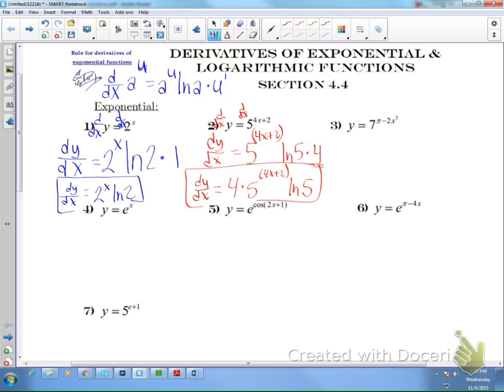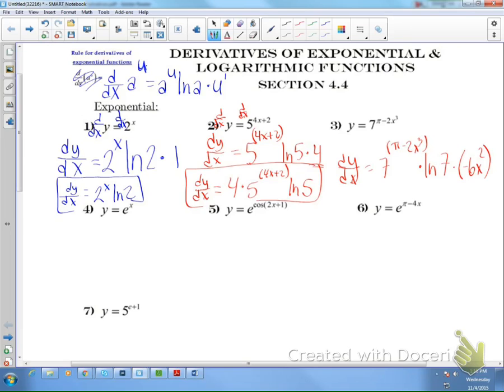So number 3, what are you guys getting for number 3? 7 to the... dy/dx equals what? 7 to the pi minus 2x cubed, times natural log of the base times the derivative. What's the derivative of pi minus 2x cubed? 0, because pi is a constant. Minus 2x cubed, what's the derivative of that? Minus 6x squared. Yep. So make sure you have parentheses or bring that in front so it doesn't look like minus.